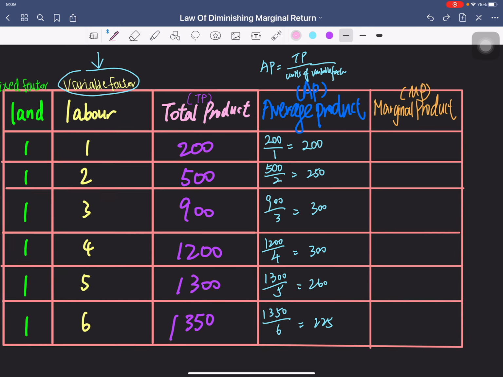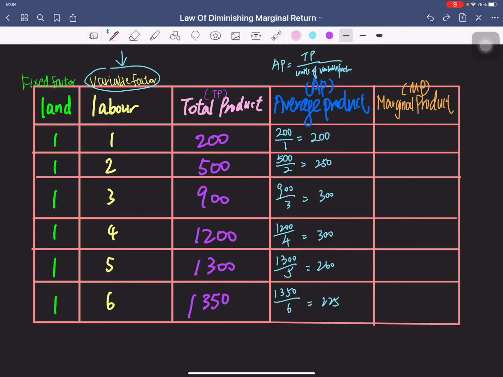So let's move to the marginal product. Marginal product means, when we have a change of the variable factor, what is the change of the total product? In our current learning context, we will learn what the change in total product is when we have one additional unit change of the variable factor.